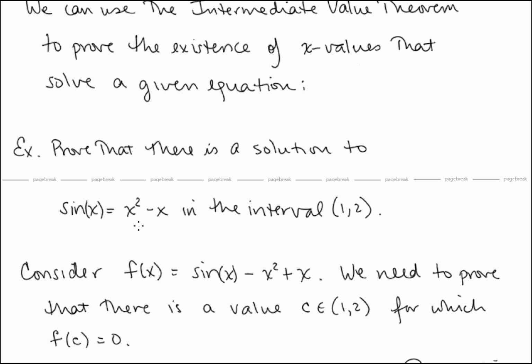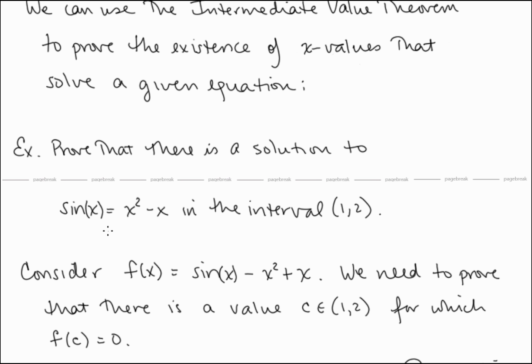But we might be interested in just knowing, is there an x value for which this is true? If there is, then maybe we'll approximate it. But we'd like to know, is there a solution here? And so this problem is saying, yes there is, prove that there is one. So we're going to use the intermediate value theorem for that.